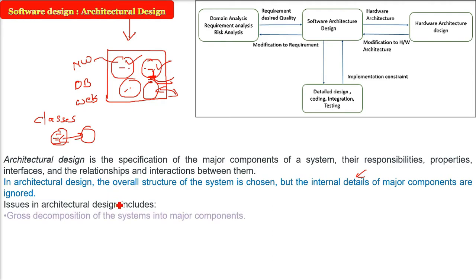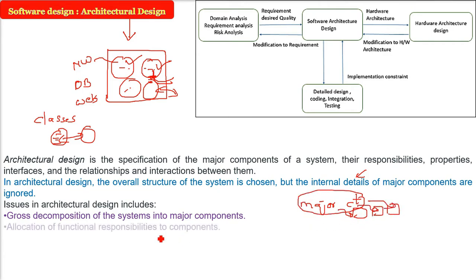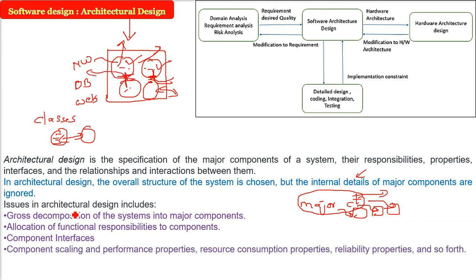So what are the issues in architectural design? First, we need to know how to decompose, or how to compartmentalize and modularize, the major components. That is, this class will have these things, this class will use this class. Then the allocation of functional responsibilities to the components. That is, this component will do this work, this component will do this work. That is, the network will do this work, the DB will do this work. Then the component interfaces. See, how are the components going to interact, because there has to be an interface, input and output.